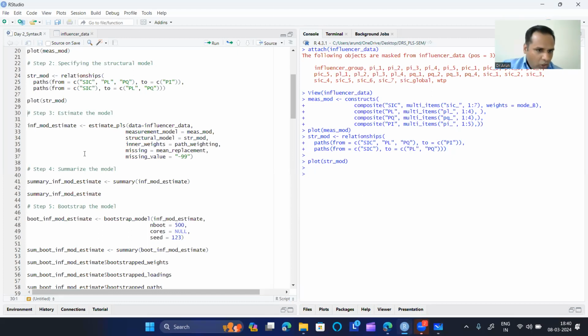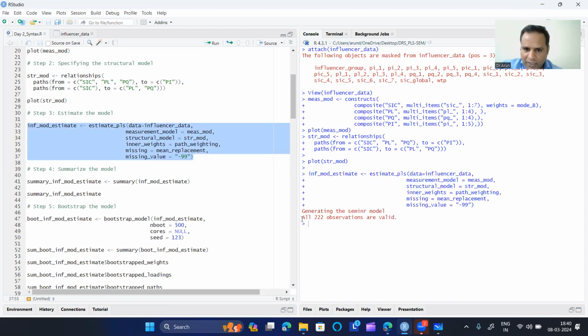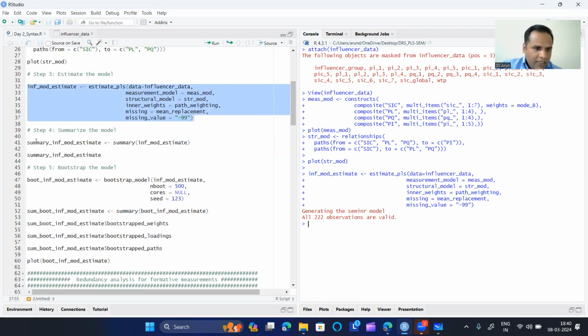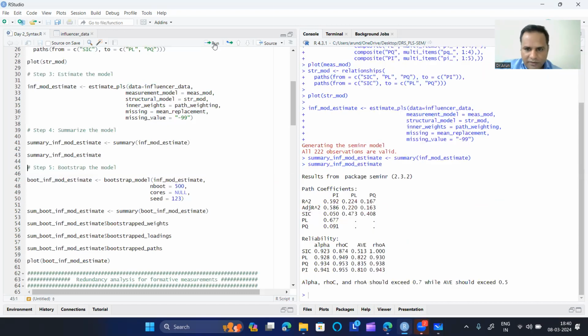Okay. So now we plotted the model. Now let's estimate the model. Third step is to estimate the model. Okay, so the model is estimated. When you get this, all 220 observations are valid, it means everything is fine. Okay, let's summarize the model. So this is a vector, and I'm simply summarizing the model. Okay, so the model is summarized.